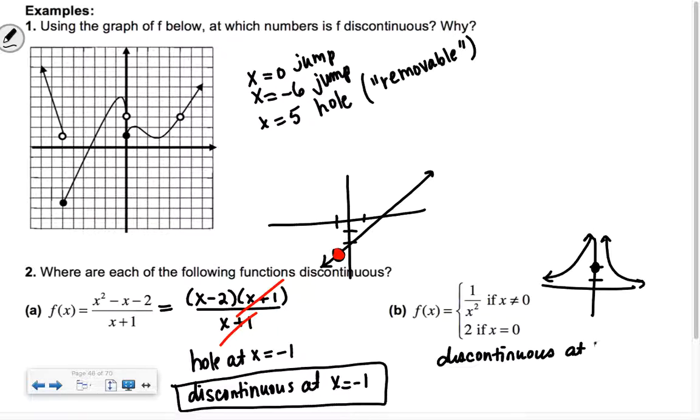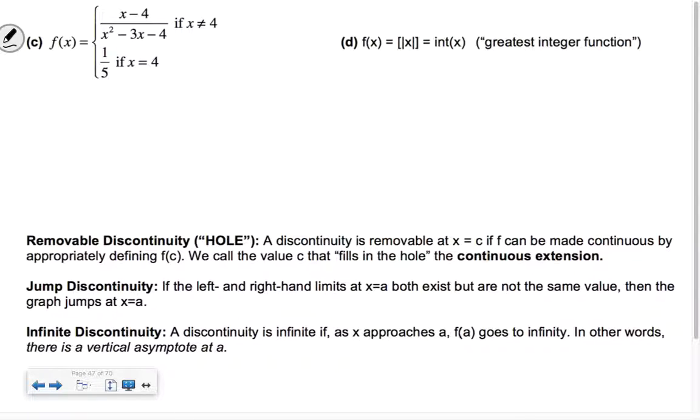I know. At x equals 0. You can write not continuous. It's just as long. At x does not equal 0, you mean? At x equals 0. It's discontinuous at x equals 0, or not continuous at x equals 0. All right, so here we go.